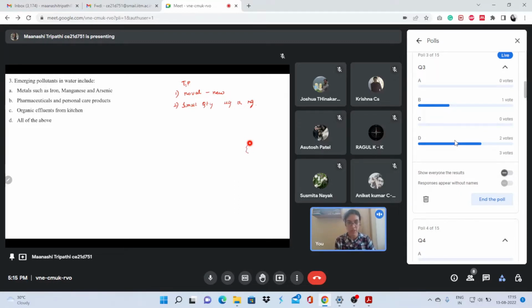Metals such as iron, manganese, and arsenic, pharmaceutical and personal care products, organic effluent from the kitchen, or all of the above. You should be very clear about the definitions. So, just to test the definition skill, we are talking about this question.